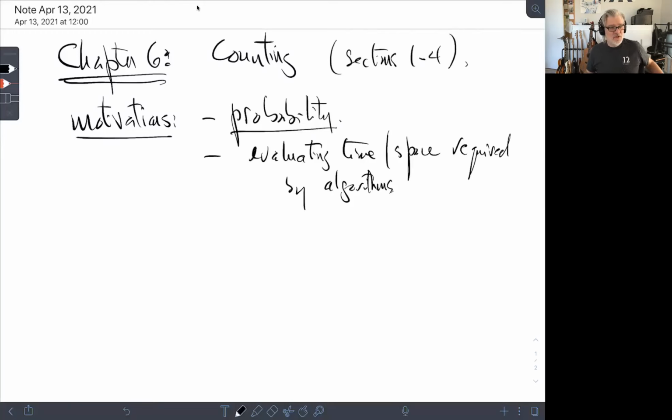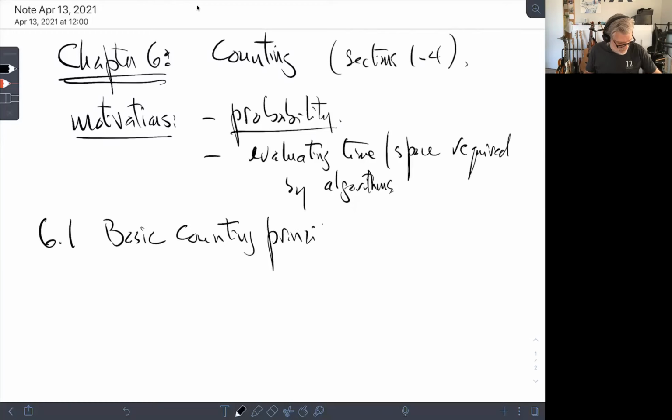Okay, so we're going to start with some very, very elementary counting principles, which, yes, will be obvious. The principles themselves are obvious. It's how you apply them that is not always so obvious. So, basic counting principles. Now, I don't really like the way they're presented in the book, so I'm going to be presenting them in a slightly different way, but that's my personal choice.